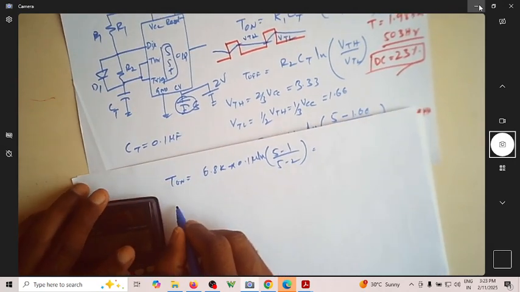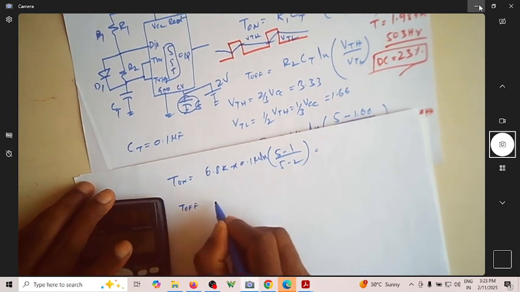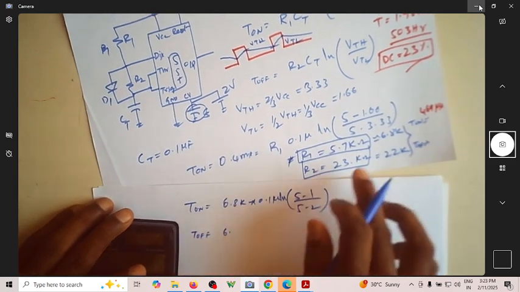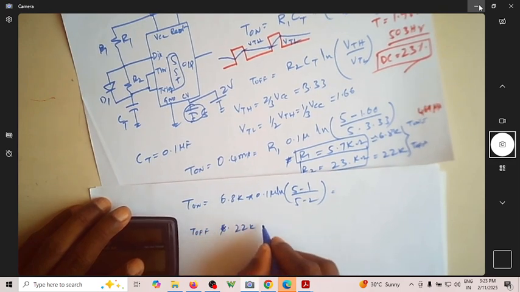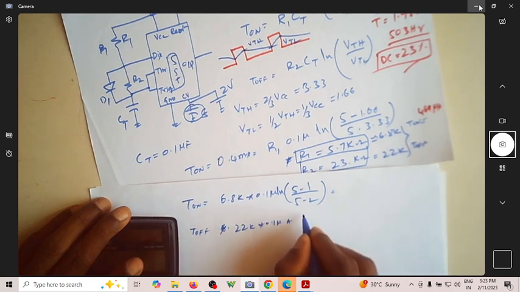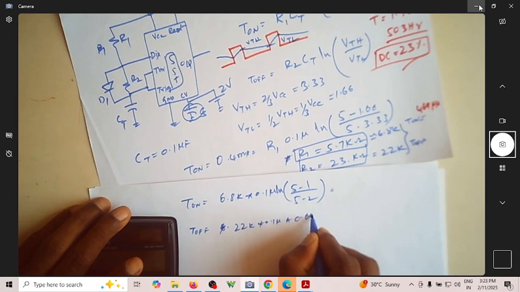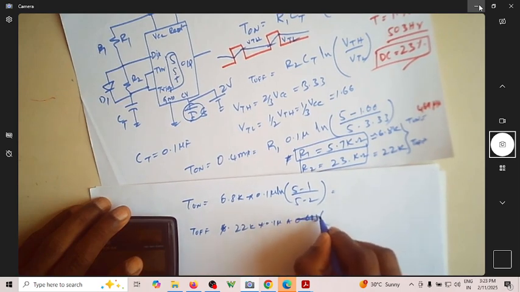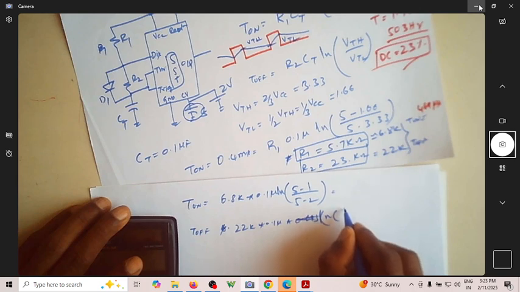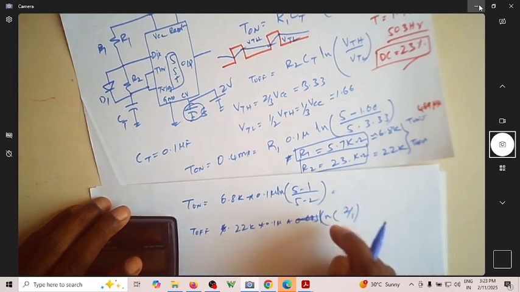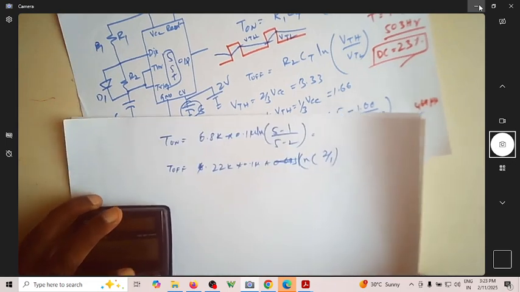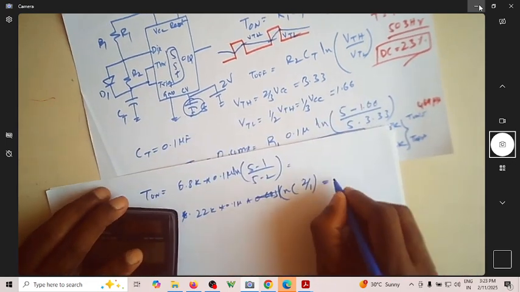Well, let me write what is T off. T off remains the same. T off is equal to, again, how much is this? You have 22k as your R2, and the 0.1 micro into 0.693, because it is actually ln of 2 by 1. So ln of 2 is again 0.693. So your off time will be the same.